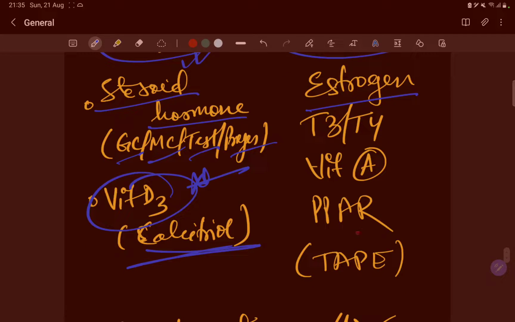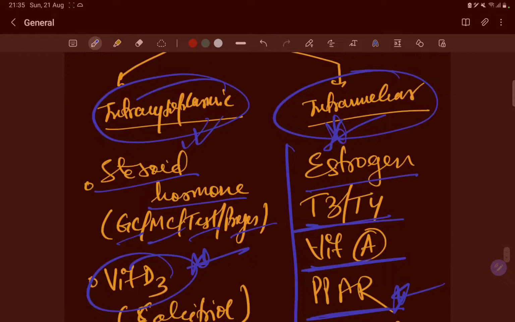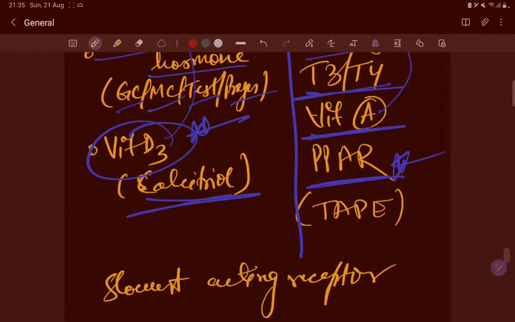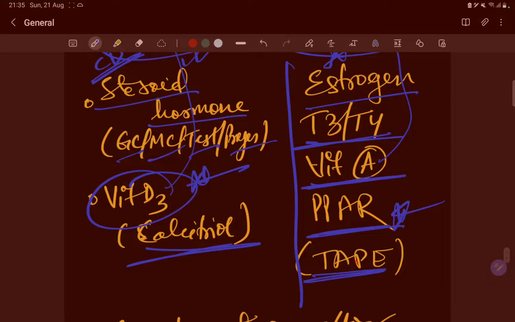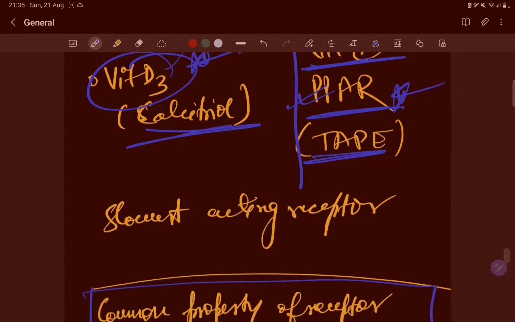Now estrogen and PPAR, ठीक है, vitamin A, T3, T4, thyroid hormones. Now these are intranuclear. So vitamin A is intranuclear, vitamin D is intracytoplasmic. C के साथ D जाएगा, याद रहेगा, ठीक है. और यहाँ निमोनिक क्या है? टेप में क्या आ जाएगा? टेप में आपका आ जाएगा T3, T4 थायराइड हार्मोन्स, ठीक है. ए से विटामिन ए, पी से PPAR और ई से एस्ट्रोजन, ठीक है.